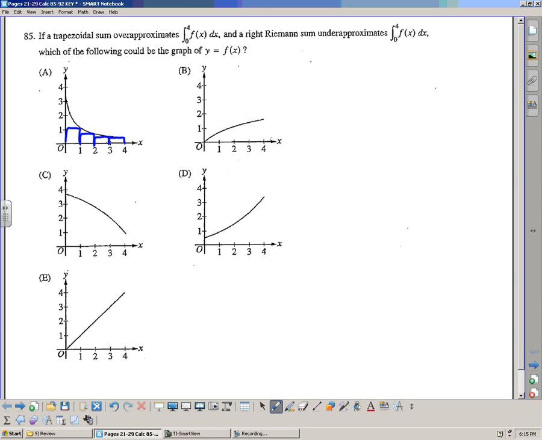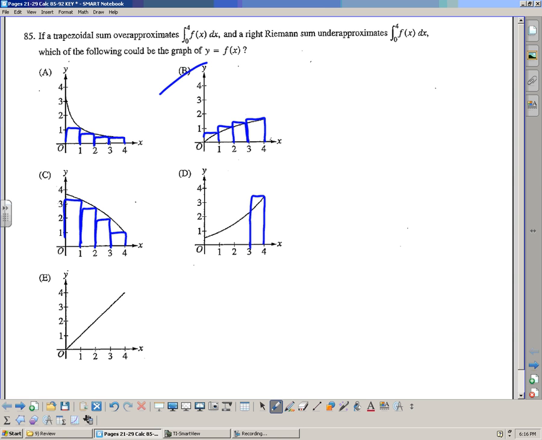All right, now I'm going to do the next one. Start to the right, move to the left. That's an over approximation. B is out. All right, C. Start to the right, move to the left. That's an under approximation, so I can't get rid of that one.